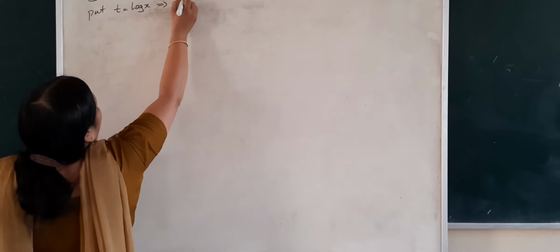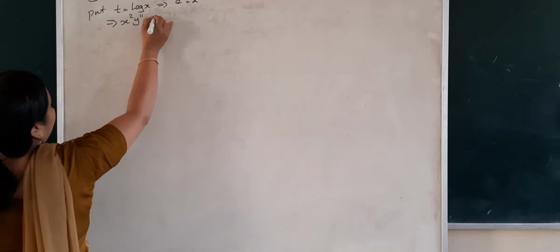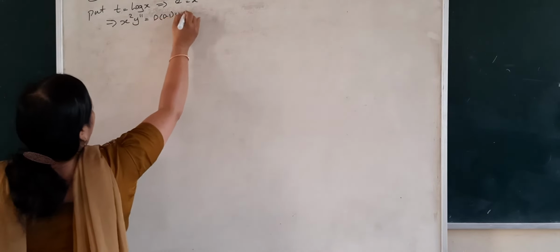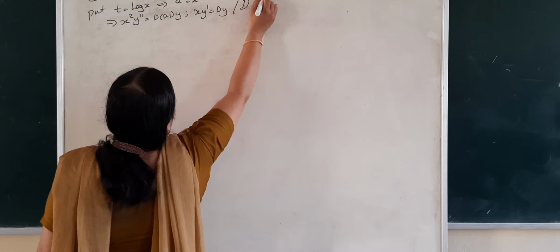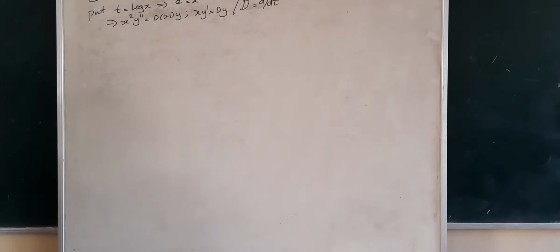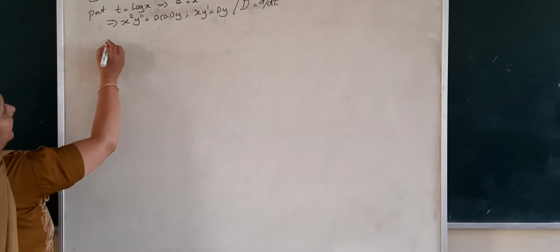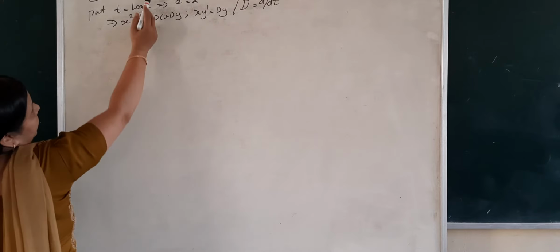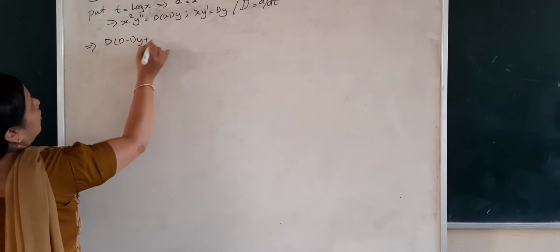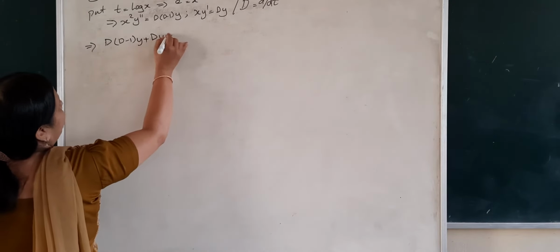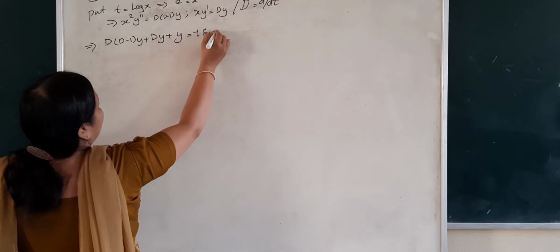This implies e power t equals x, and therefore x square y double dash is equal to d into d minus 1 into y, and x y dash is equal to dy, where d is the operator d by dt. Substituting these terms, we get d into d minus 1 times y plus dy plus y is equal to log x. Log x is t, and sin log x becomes sin t.